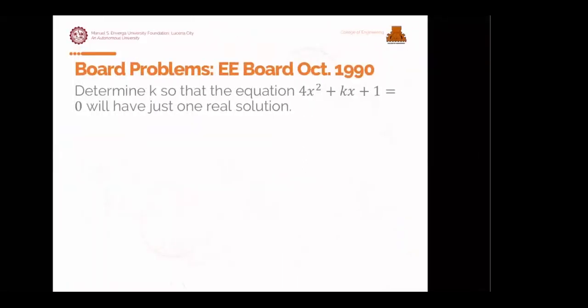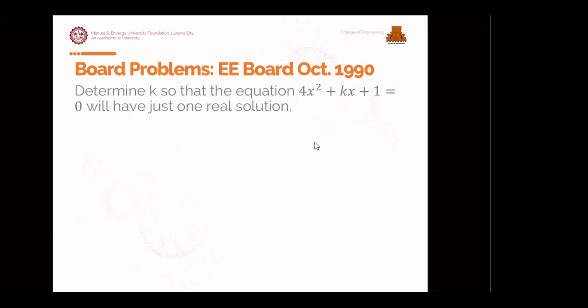So, let's try. EE board, 1990. Determine K so that the equation 4x squared plus kx plus 1 is equals to 0. So, ayan, may nilagay siya na meron siyang only one real solution. So, yun yung pinaka-keyword natin. One real solution, ibig sabihin, pwedeng equal lang yung value ng root natin.